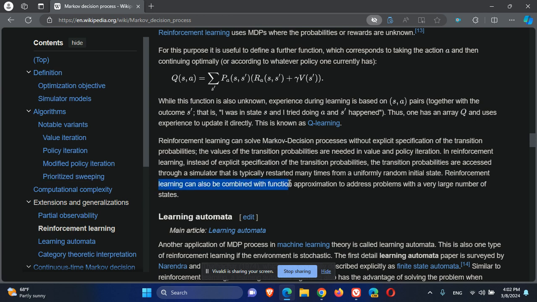Reinforcement learning can also be combined with function approximation to address problems with very large number of states.